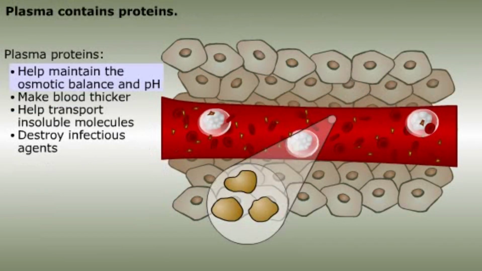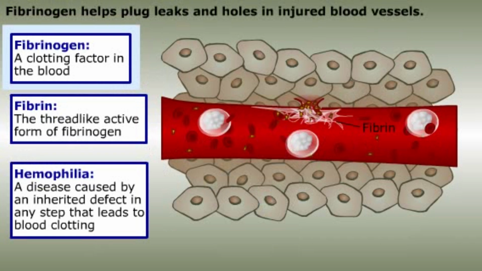Plasma also contains proteins. Some of the proteins help maintain the osmotic balance and pH, and others make the blood thicker. Other proteins help transport insoluble molecules that can only travel through the blood when bound to a soluble protein. One important plasma protein is fibrinogen.